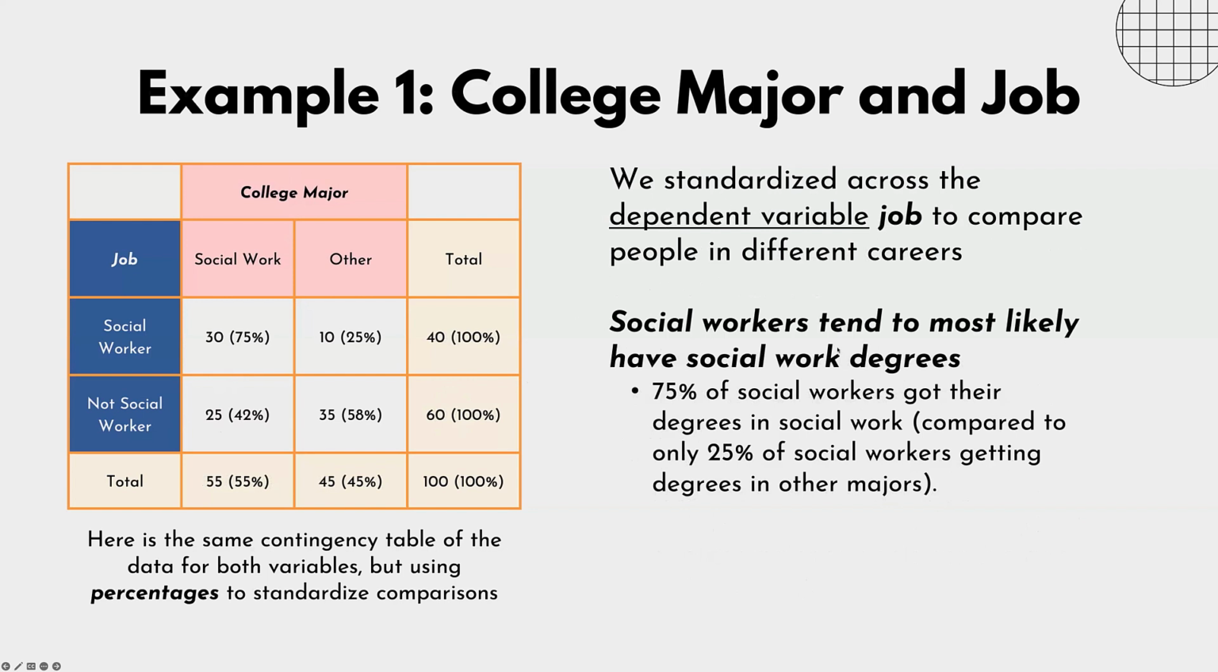So we see here that social workers tend to most likely have social work degrees. So 75% of social workers, so 30 out of 40, 75% come from social work, okay? Compared to 25% of social workers getting the degrees in other majors. So 25% of social workers come from other degrees, right? So we're standardizing across the rows of job.